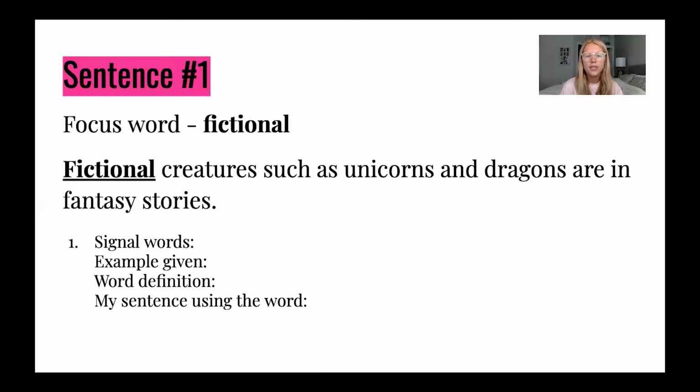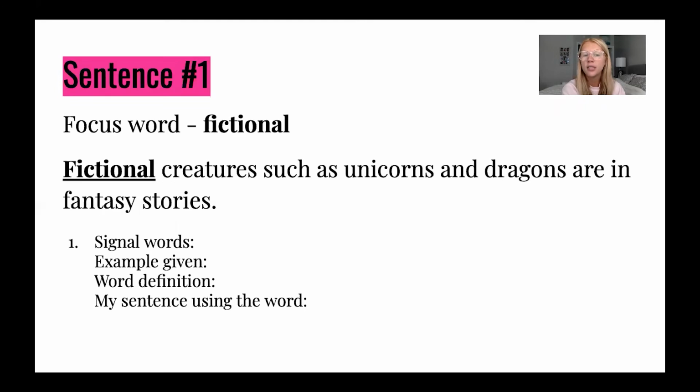So what you guys should be doing is looking for signal words that we learned about in previous slides. There was a list of different signal words that you could find within a sentence or within a text that help us identify context clues as examples. Look for the example given. The example given is most of the time right after our signal words.